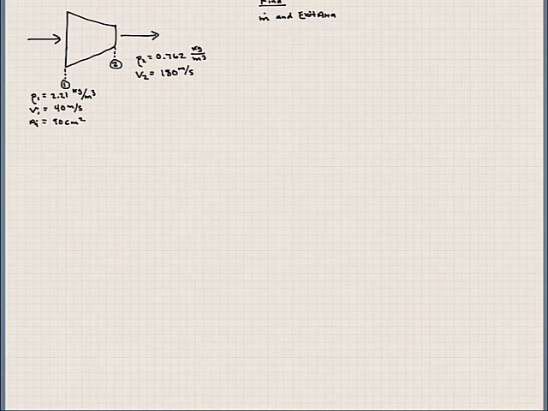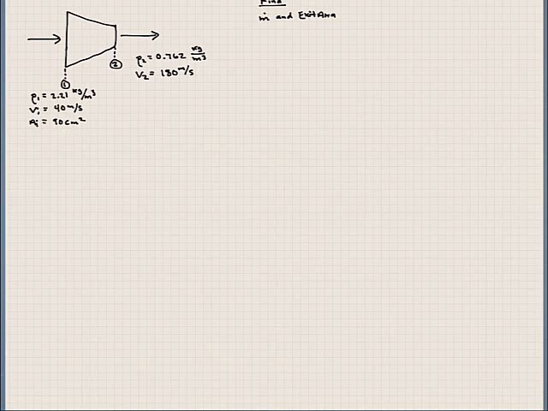So I'm going to solve some problems now from chapter 6. In the first problem here, we have a nozzle, and the nozzle has some flow going through it. The flow is initially at a density of 2.21, velocity of 40 meters per second, and an inlet area of 90 centimeters squared. It comes out, and we have the density and velocity there. The question is asking what is the mass flow rate, assuming that this is a steady flow system.